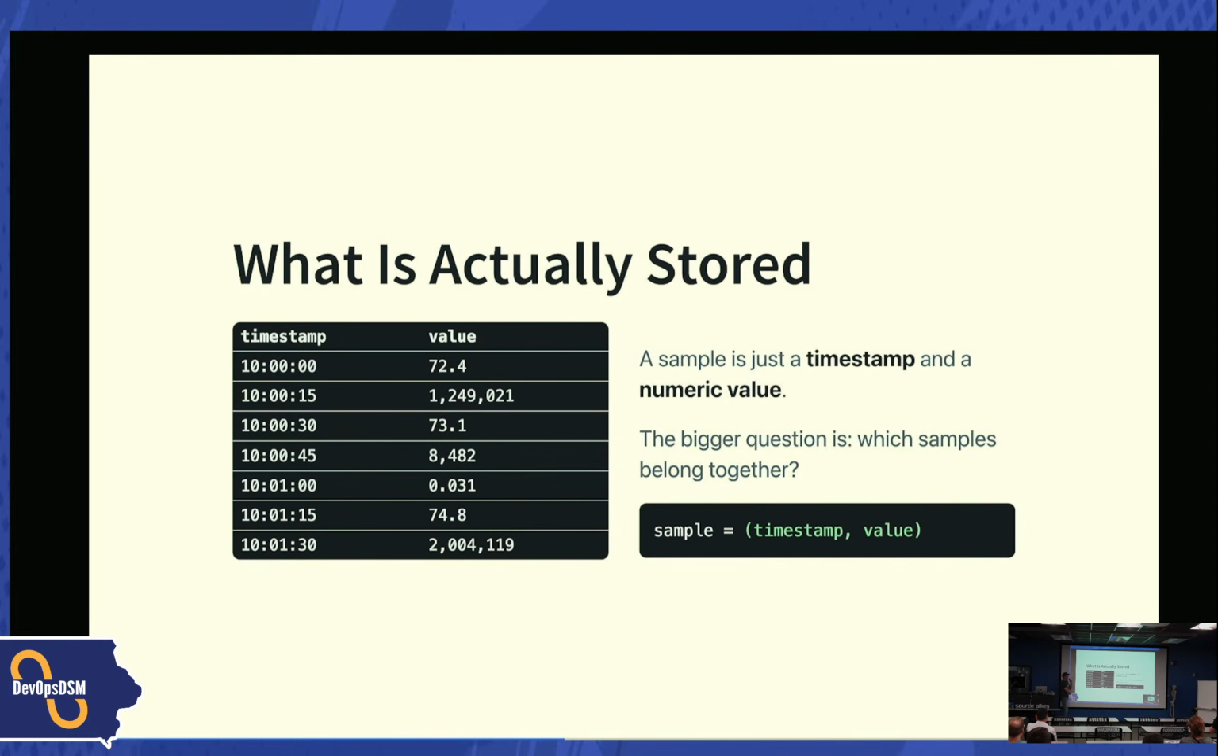So in a time series database, you end up with data that looks something like this in reality. You have a bunch of timestamps and you have a bunch of values. Now you can see that these values are very different. One is over 1 million, several are under 100, one of them is under 1, and those can all just sit next to each other. So you need something else to bring more meaning to these.